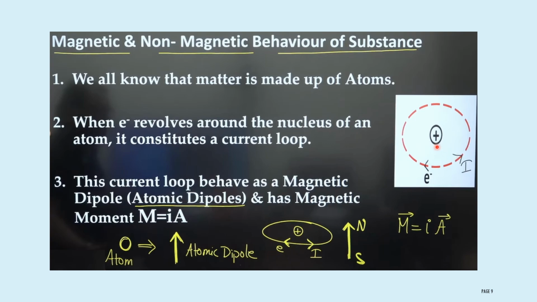Here you have to remember the matter is made up of atoms. When electrons revolve around the nucleus of an atom, it constitutes a current loop. Because of this current loop, an atom possesses a magnetic dipole. This current loop is opposite to the direction of the motion of the electron. This constitutes a magnetic dipole or atomic dipole. It is indicated by this arrow mark.